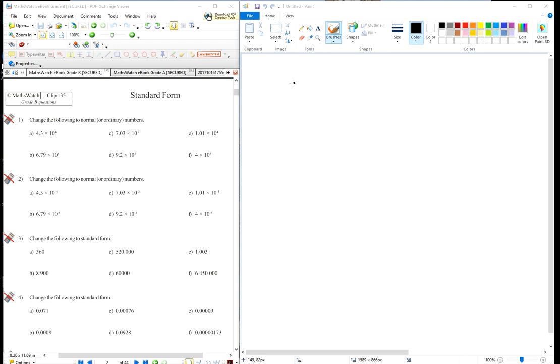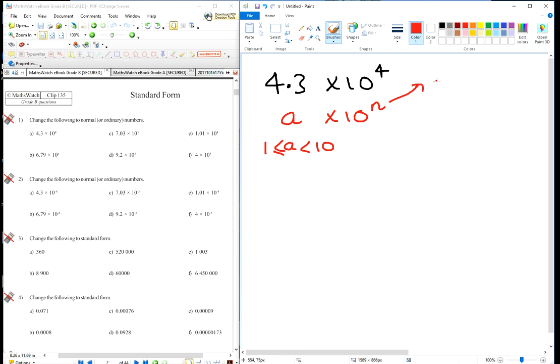So let's have a look at our board here. So we have 4.3 times by 10 to the 4. When we do standard index form, it has the format of a times by 10 to the n. So this is our initial number here, and a must be bigger than or equal to 1 but less than 10. And n, if it's positive, then it represents large numbers, and if n is negative, then it represents small numbers. So that's how we generally interpret that.